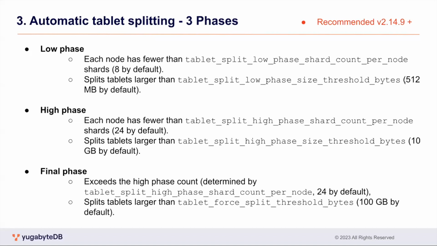And then we have the final phase. The final phase is if you have more than 24, so 24 and beyond to the max, then it will start to split tablets at 100 gig. So we keep splitting at 100 gig. So these are the 3 phases of automatic tablet splitting. And this is recommended for 2.14.9 and onward.